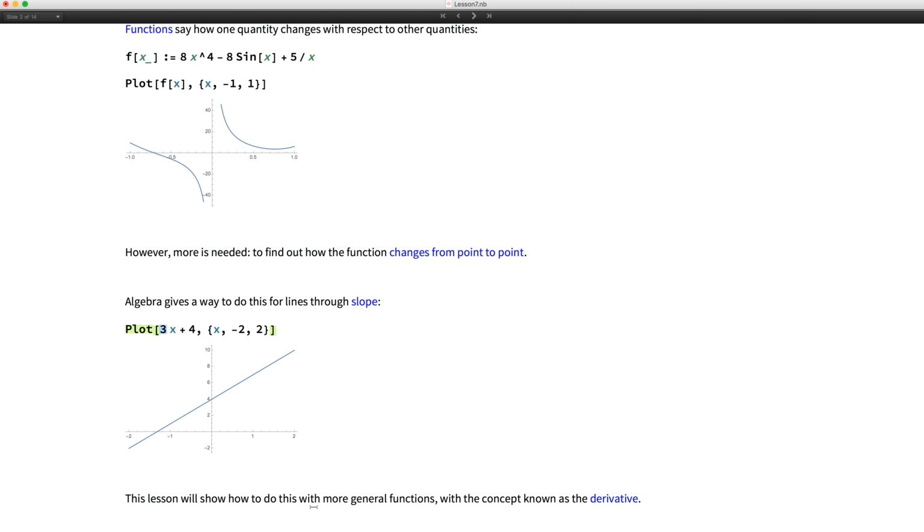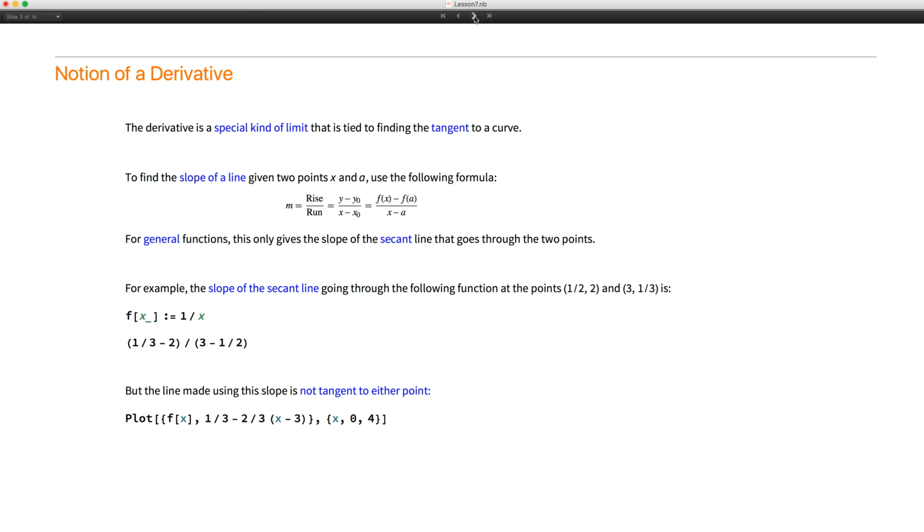So in this lesson, we'll show you how to do that for more general functions. In other words, we'll try and generalize the idea of slope using what are known as derivatives. So that's the theme for today, derivatives and rates of change. Let's begin with the notion of a derivative. The derivative is a special kind of limit, and that limit, roughly speaking, is linked to the tangent to a curve. I haven't told you exactly how, but we'll see that later.